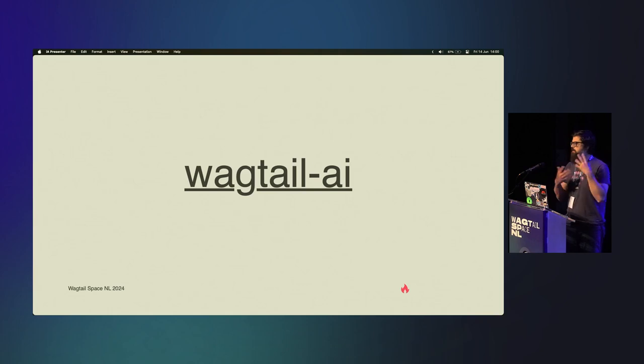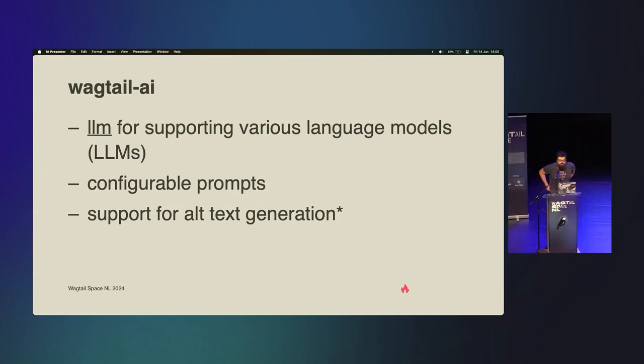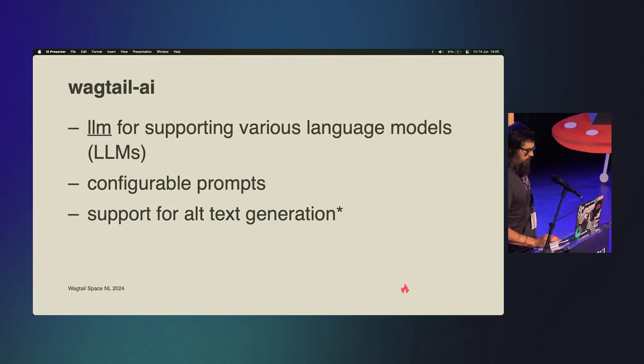Wagtail admin, and it's intended to enhance the experience in the Wagtail interface. It uses the LLM package, so that's Simon Willison, known in the Django world, and it allows us to support multiple LLMs, so OpenAI or Claude or even Ollama. It provides configurable prompts from the Wagtail admin, and more recently it supports alt text generation.